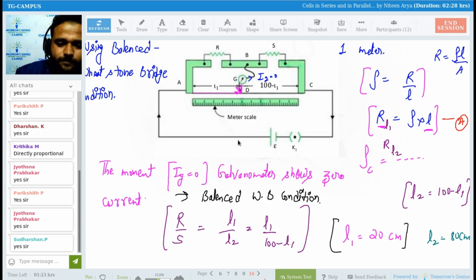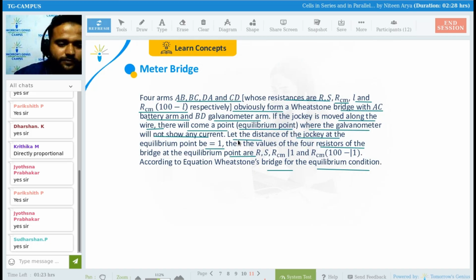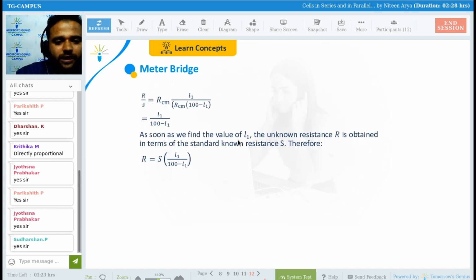Is this clear? Is this clear, beta? Good. Okay. So like this, R by S is R cm L1 over R cm (100 minus L1), because as we know resistivity is going to be fine. So this R cm cancels, and R by S is L1 upon 100 minus L1.